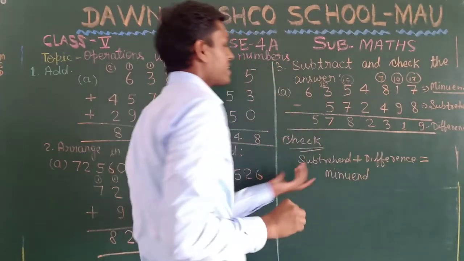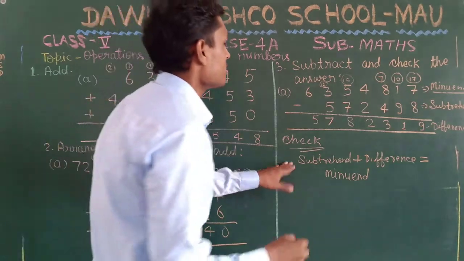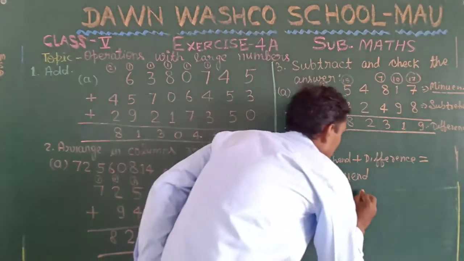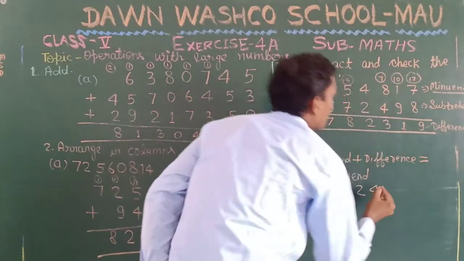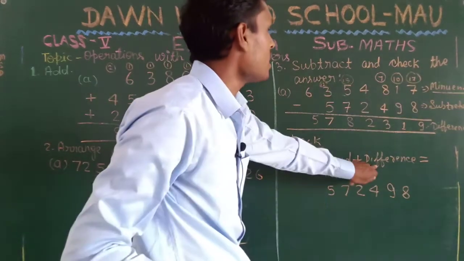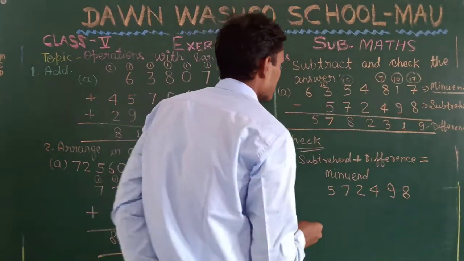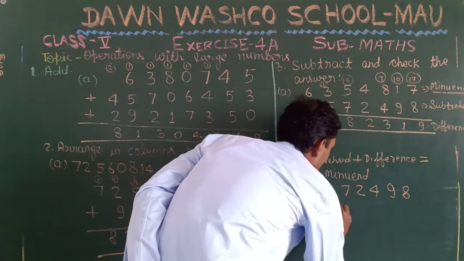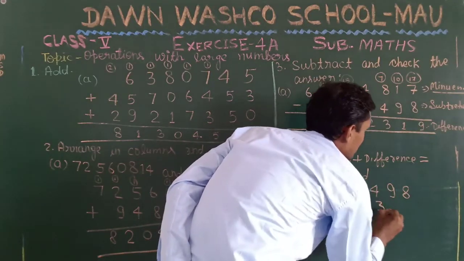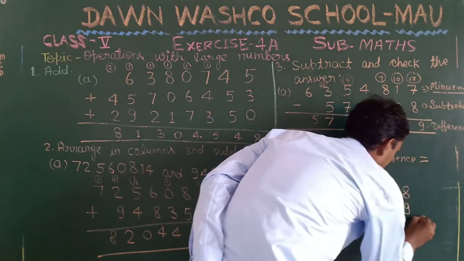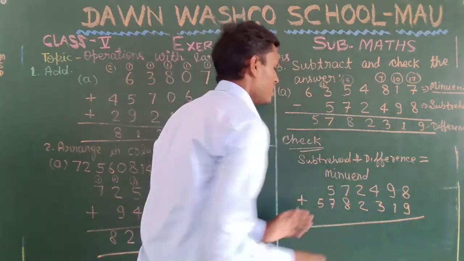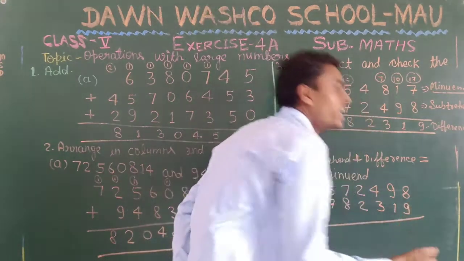Okay, so let us calculate it. First, write the subtrahend. The subtrahend is 5, 7, 2, 4, 9, 8. And now write difference. Difference is 5, 7, 8, 2, 3, 1, 9. And let us find the sum, because we are having plus sign here. Let us find the sum of these both numbers, 9 and 8, that gives 17.